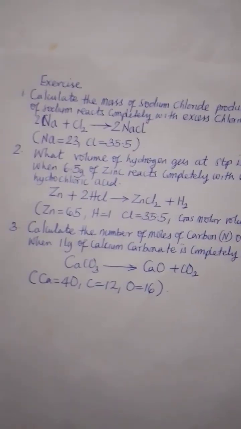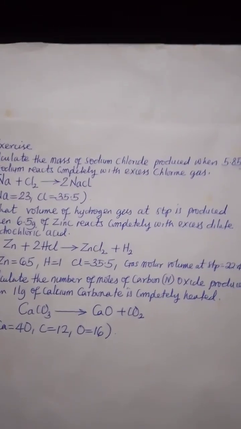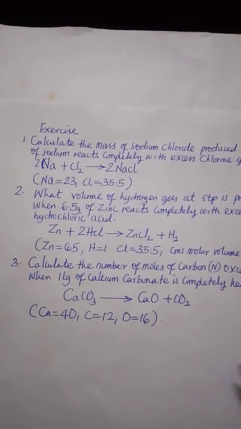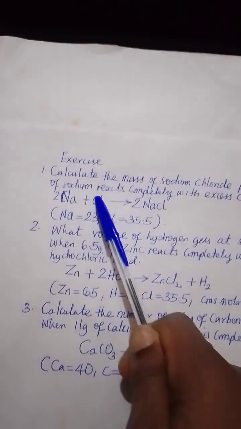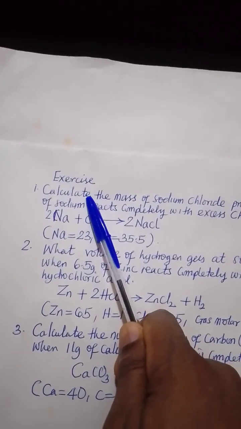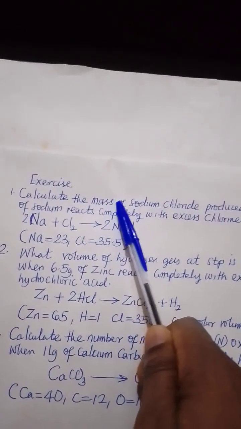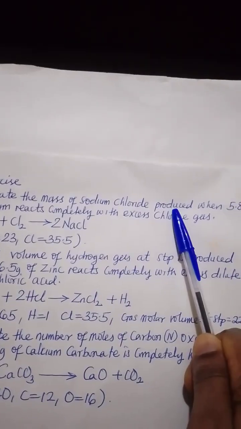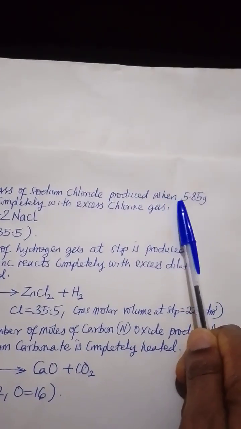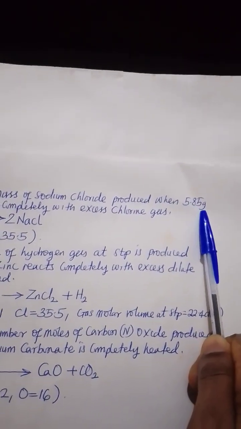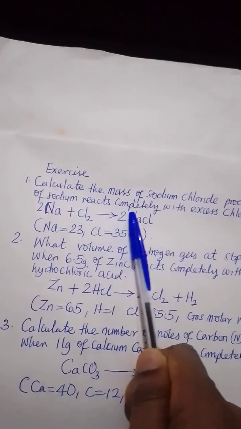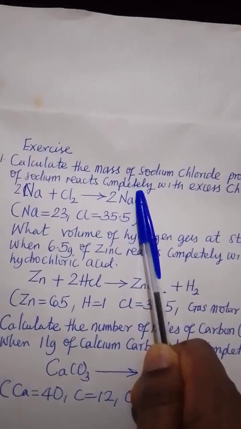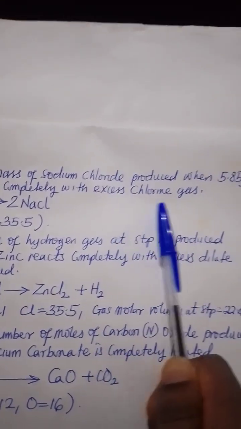Now, you would have to look at these exercises and see if you can adequately do them on your own. Let's look at number 1. Calculate the mass of sodium chloride produced when 5.85 gram of sodium reacts completely with excess chlorine gas.